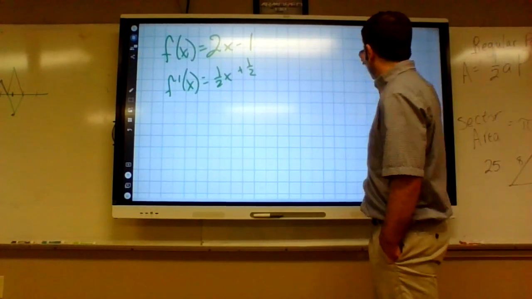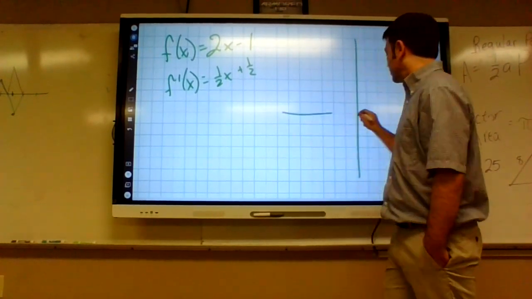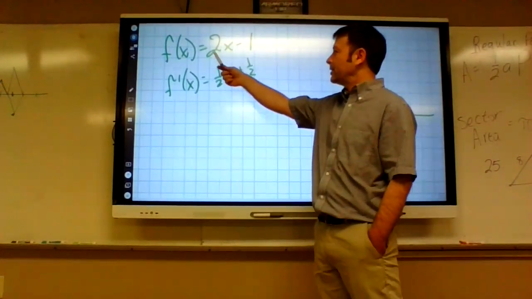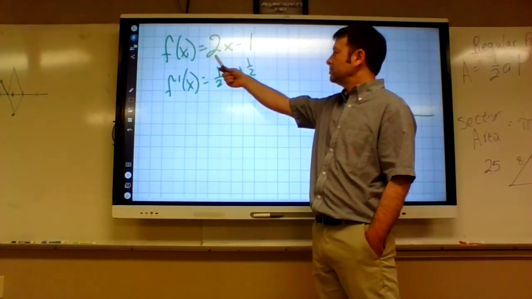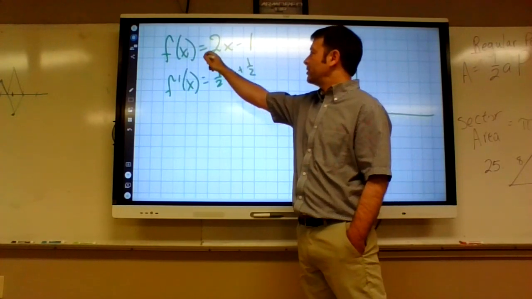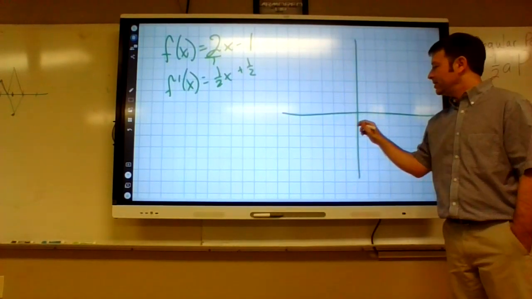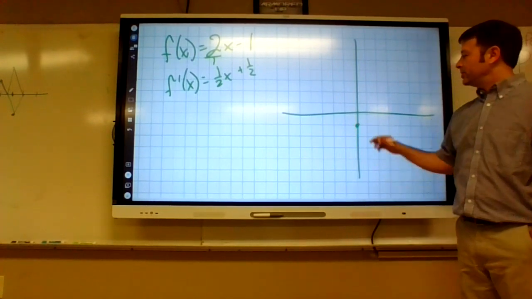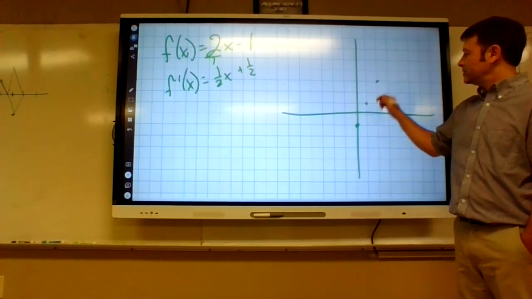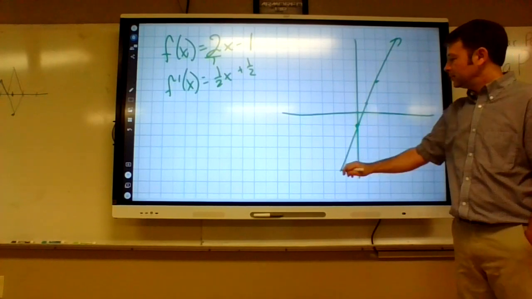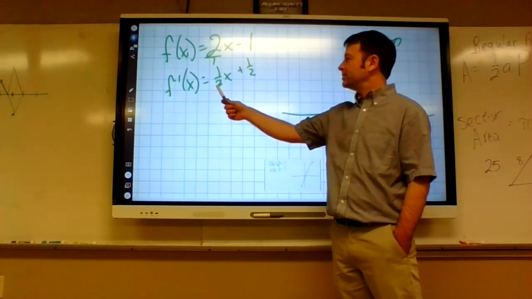Okay, yeah, let's graph. You guys know how to graph this one? Where do I start at? It's minus 1. Down 1, then I go up 2, right 1. It's in slope-intercept form basically. Down 1, up 2 over 1, up 2 over 1. Here's the graph.